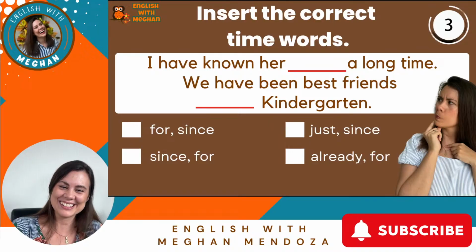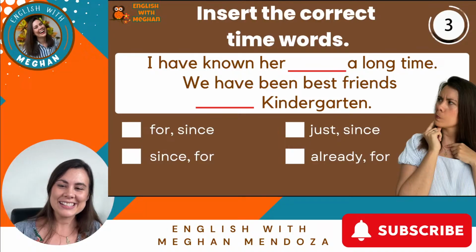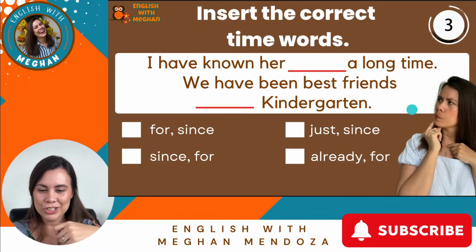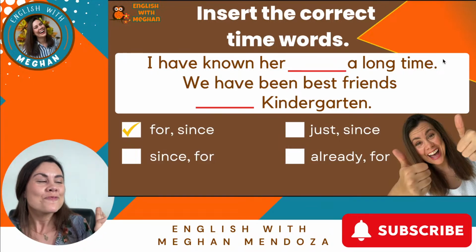All right, let's see, painting. You have, I've known her for a long time, since kindergarten. Let's see if it's right. Nailed it. Good. Nailed it means exactly, you got it. Okay. But that was half cheating.